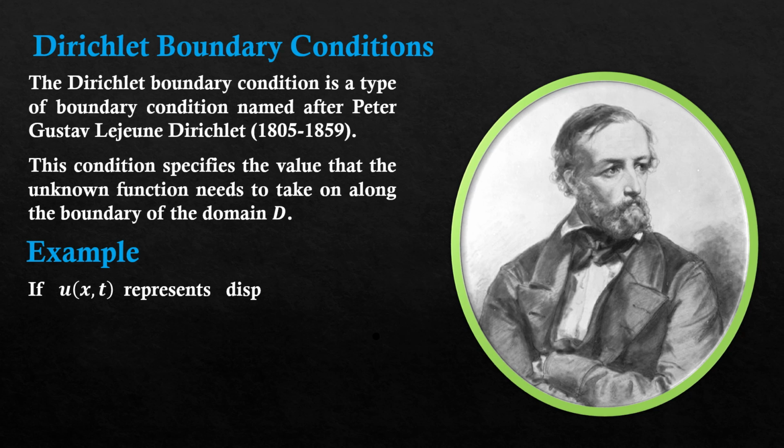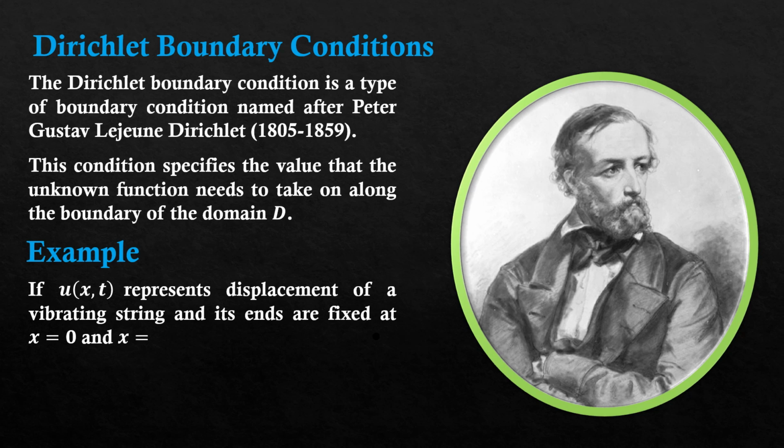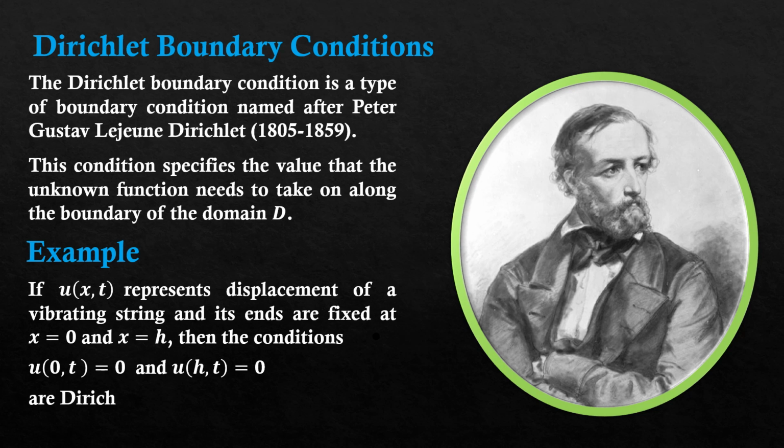For example, if u(x,t) represents displacement of a vibrating string and its ends are fixed at x equal to 0 and x equal to h, then the conditions u(0,t) equal to 0 and u(h,t) equal to 0 are Dirichlet boundary conditions. So, in these conditions, the solution of the differential equation takes the value at particular boundary points.